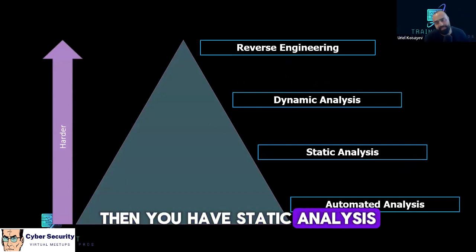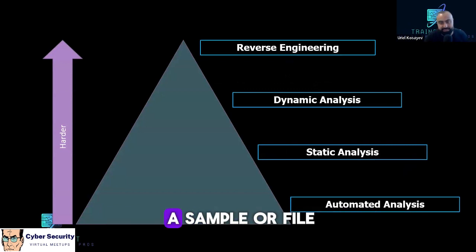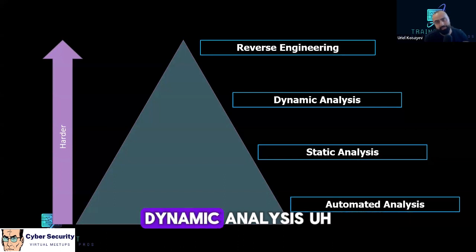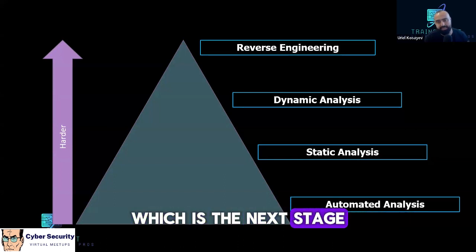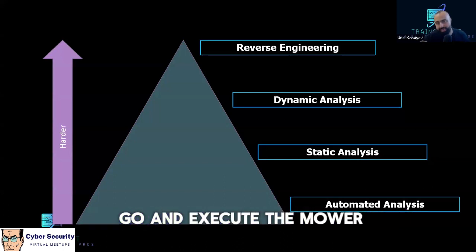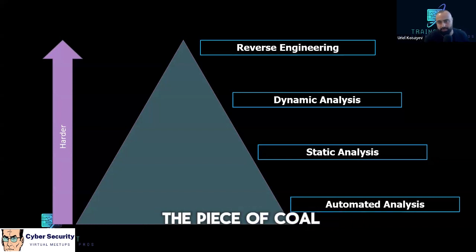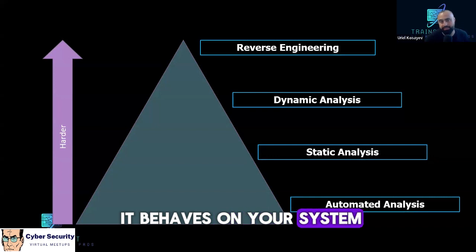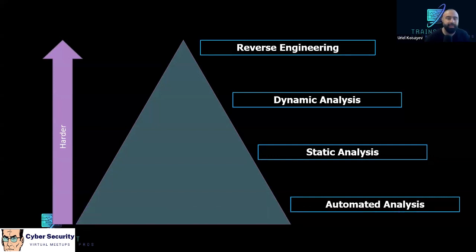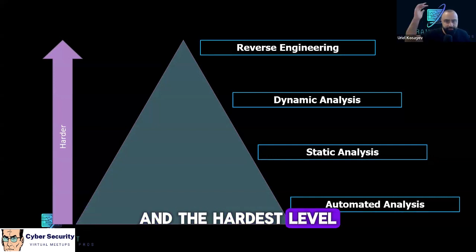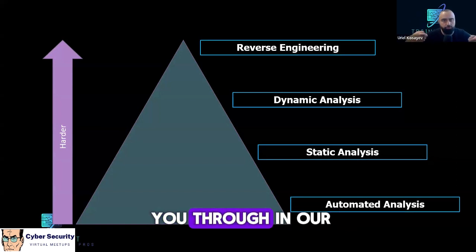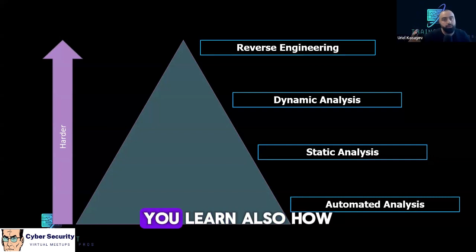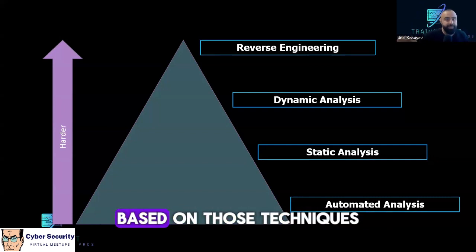And then you have static analysis, which is basically analyzing a sample or a file or a piece of code without actually executing it. Dynamic analysis, which is the next stage, is when you execute the malware or the sample or the piece of code to see how it behaves on your system. It's also called behavior analysis. And the hardest level, which we will take you through in our workshop, is reverse engineering. From there, you'll also learn how to develop your own malware based on those techniques.